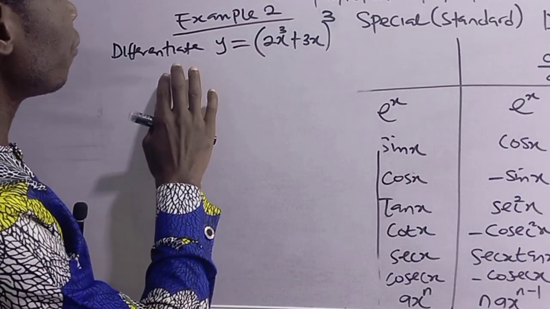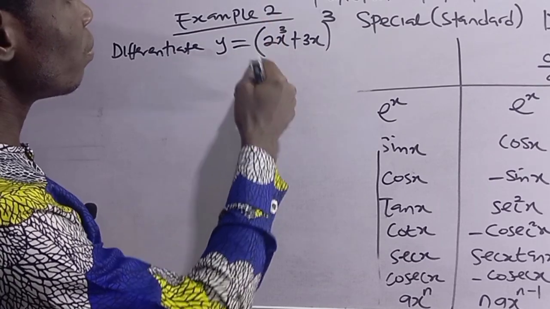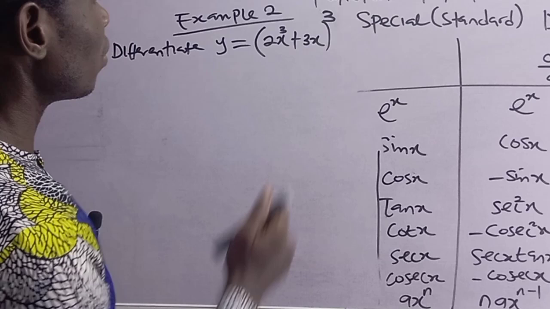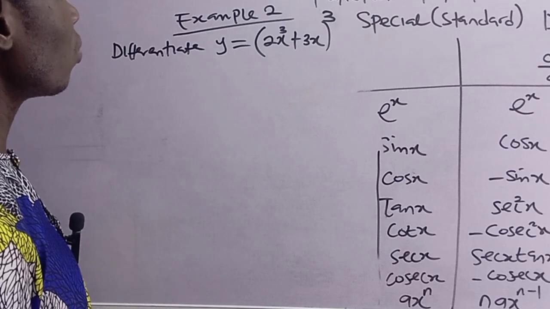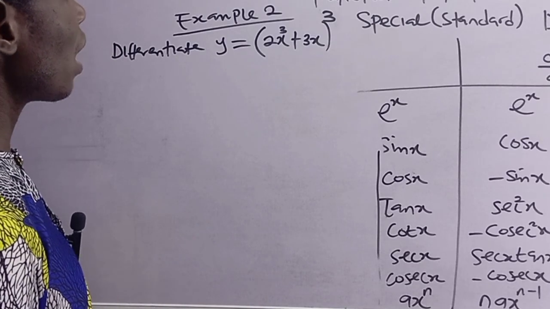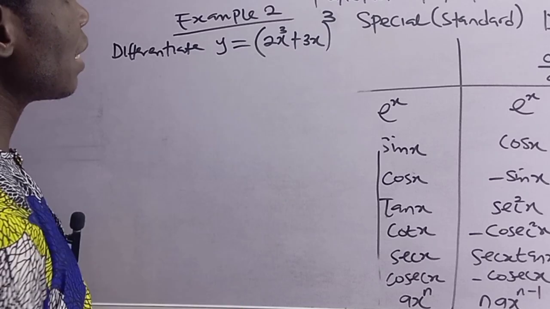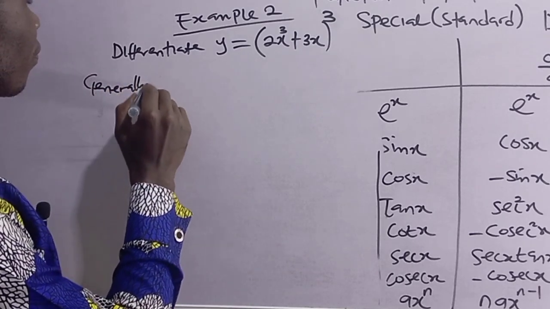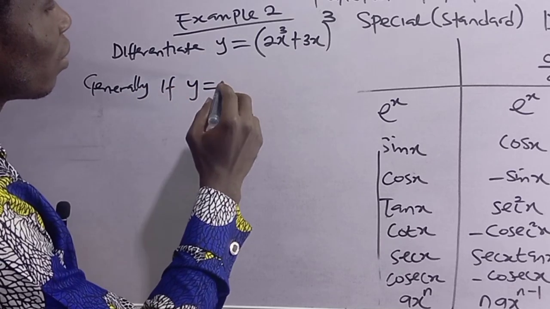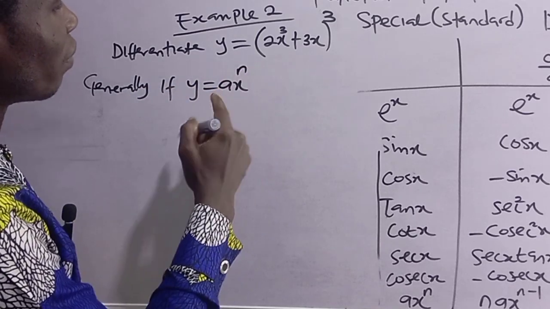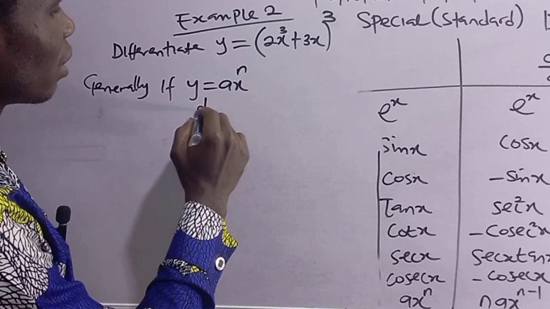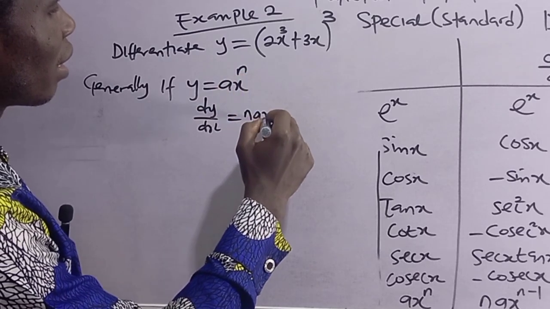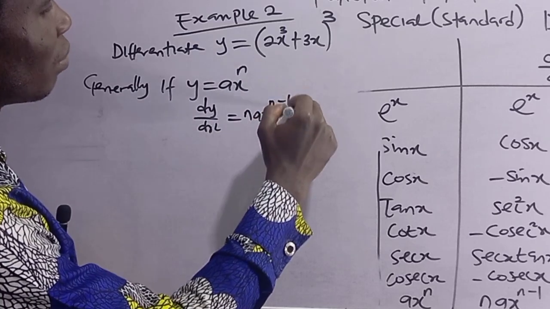Okay, here we're asked to differentiate y is equal to bracket open 2x cubed plus 3x bracket close all raised to the power of 3. In other words, we are asked to find dy over dx. But generally, if y is equal to ax raised to the power of n, where a is a constant, dy over dx is equal to n will multiply a, then you subtract 1 from the power.